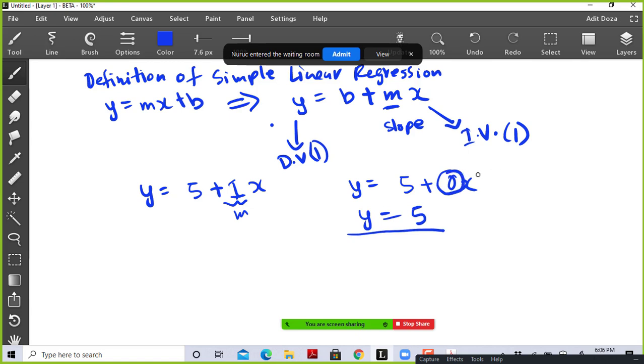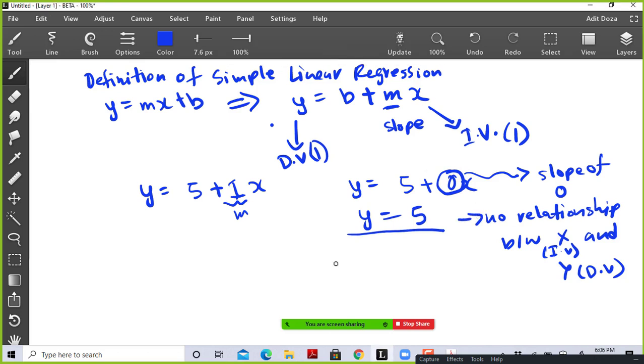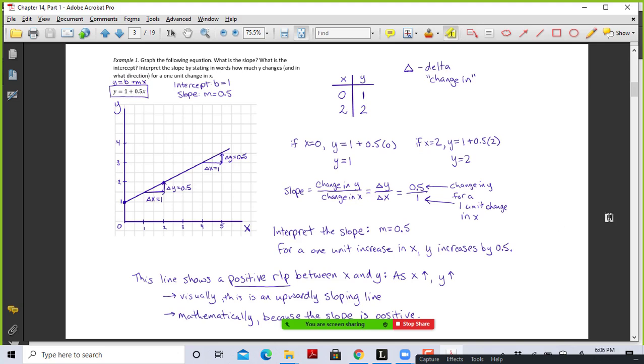So if the slope is 0, no relationship between x and y, or in other words, you can say no relationship between the independent variable and the dependent variable. So in the MCQ, if I ask, if the slope is 0, what's the relationship between y and x? So there is no relationship. Is that clear? You guys there? Yes. Okay. Yes, I understand that. Okay.